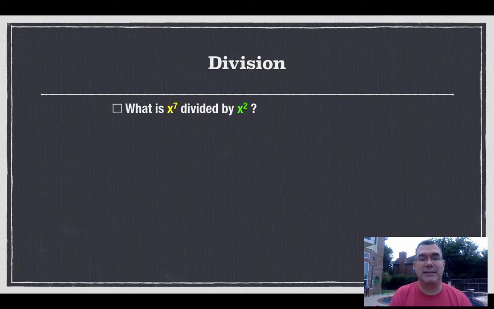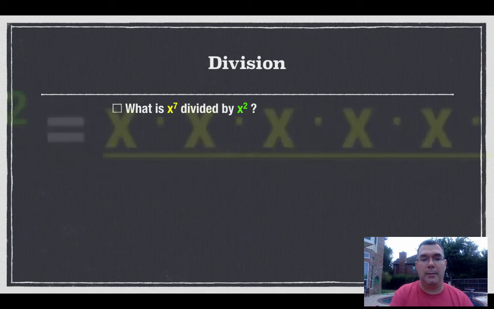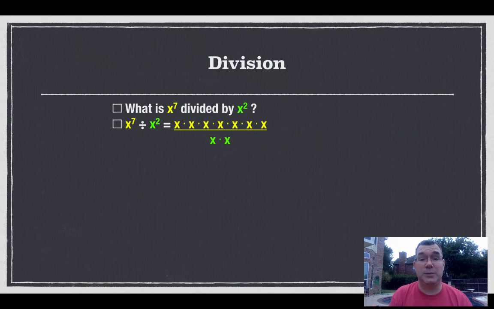If I have x to the 7 divided by x to the 2, x to the 7 is 7 x's being multiplied together, and x to the 2 is 2 x's being multiplied by each other. So that's how I'm going to write it, by separating it out and expanding it. Now that I have a fraction, I'm going to look for any common factors in the numerator and the denominator, and I'm going to cancel them out. If I look carefully, I've got 2 x's on top that can be canceled with 2 x's on the bottom. That leaves me with only 5 x's being multiplied together, so I can write that as x to the 5th.